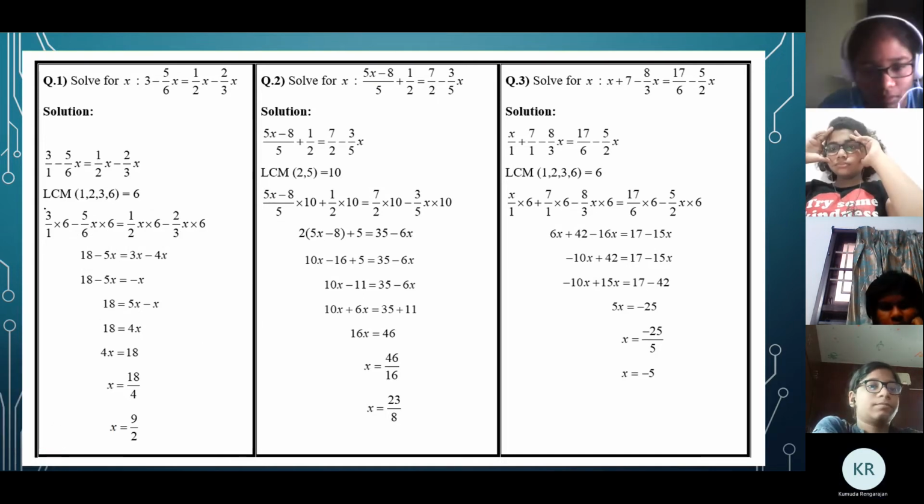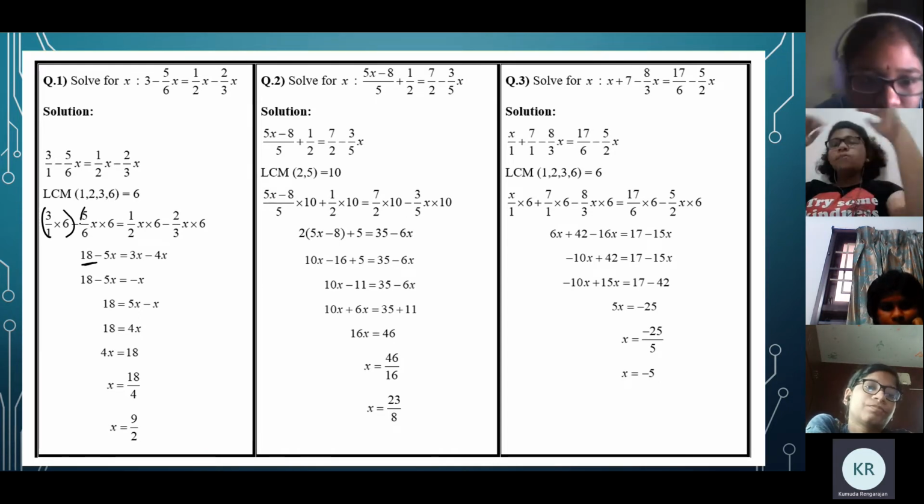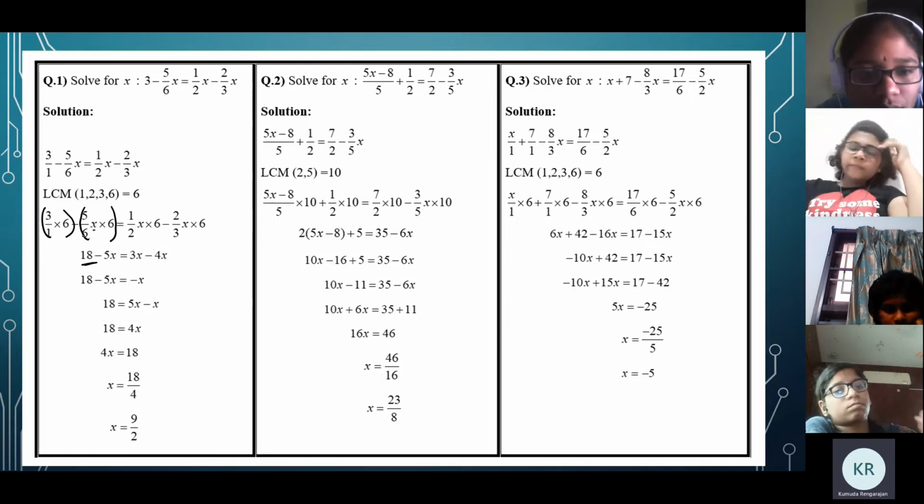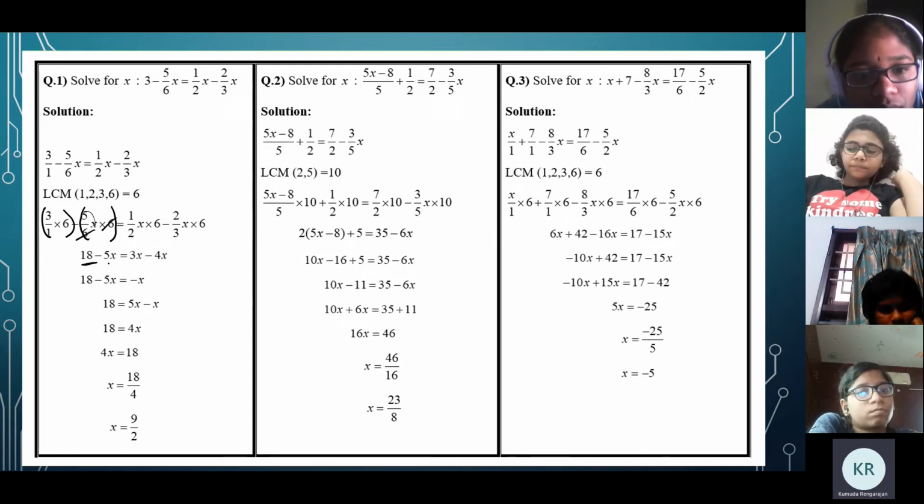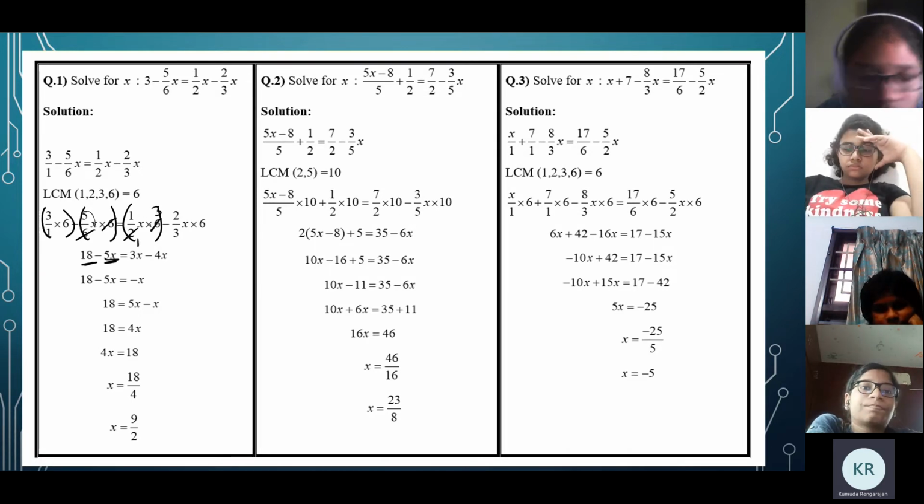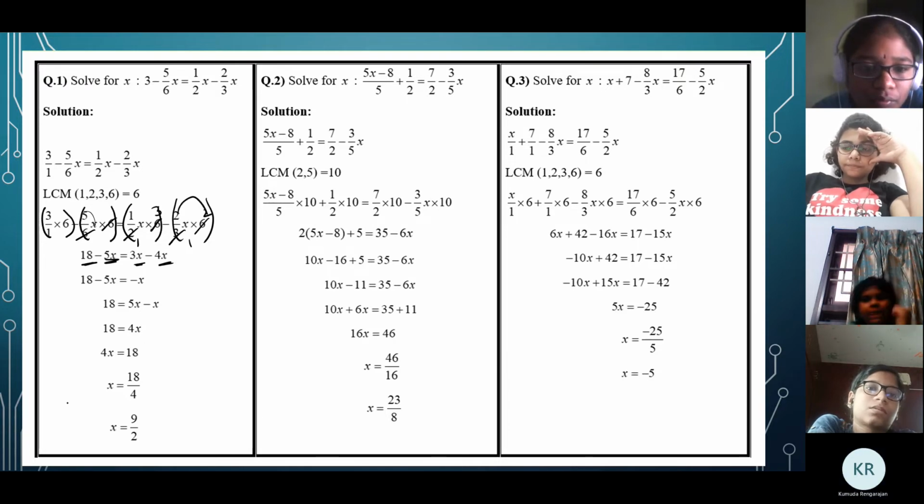Yes, ma'am, understood. See, this is 3 sixes are 18, children. And here in this one, 6 and 6 get cancelled. So 5x is remaining. Here in this one, 2 ones are 2, 2 threes are 6. So 3x. When you multiply the remaining terms in the numerator, you get 3x. And here 3 ones are 3, 2 twos are 4, so 4x.